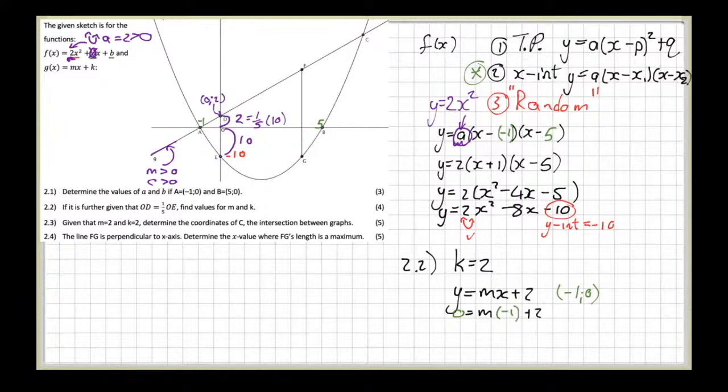Now I can simply calculate m without using the gradient formula. Would it be wrong to use the gradient formula? No, but I'm trying to extend you past just what you are used to. The regular way is I do 1, I do 2, I do 3, and I'm done. No, I want you to think about different ways of doing it.